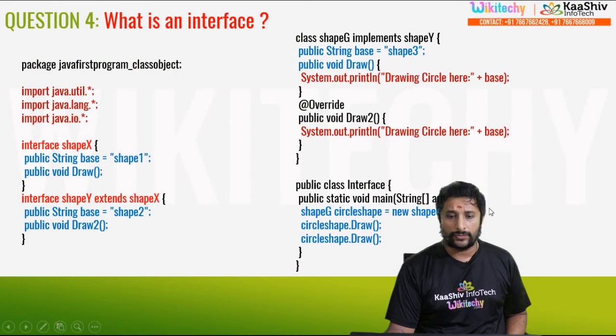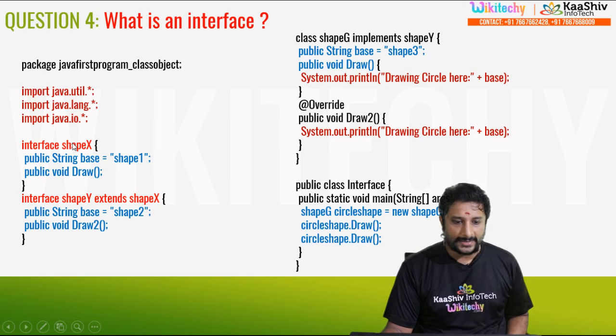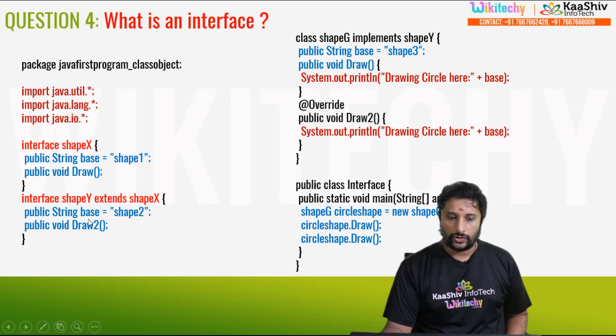Let's see how it works. Here is a simple piece of code I've written. I'm including the library. Over here, interface ShapeX has a string base equal to shape1. I have a ShapeY that extends ShapeX, so this is inheriting: it is a child interface of the other. I'm having a string base, so base is shape1 here and shape2 here. The draw method and draw2 method are here.